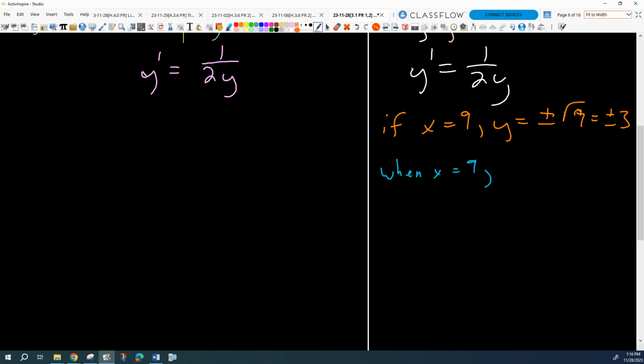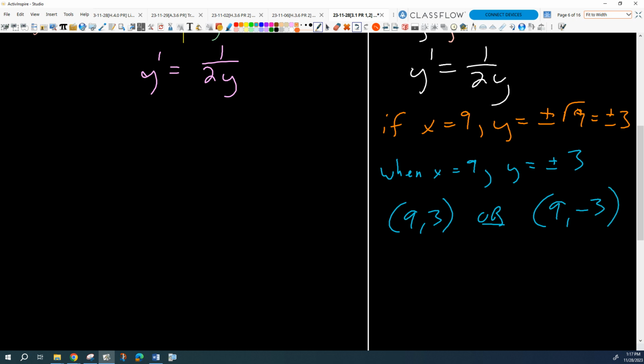Okay. So when x equals 9, what's the value of y prime? Well, we have to specify, right? Because when x equals 9, there's two different values of y, plus or minus 3. We have to specify which one we're talking about. Okay, there's two different places. So when x equals 9, y is equal to plus or minus 3. So we're going to get two different ordered pairs: the ordered pair 9, 3 or 9, negative 3, right?